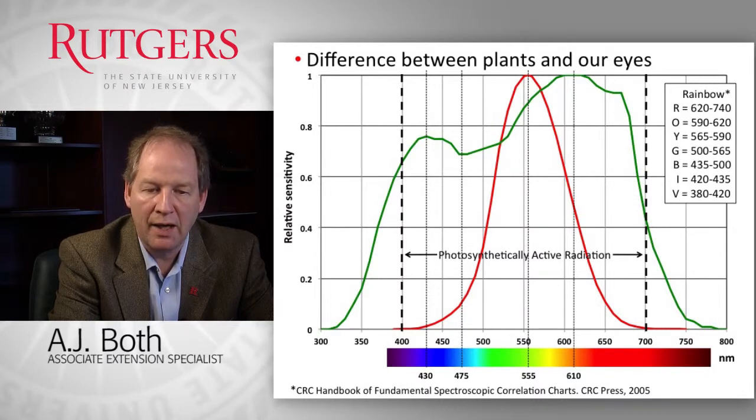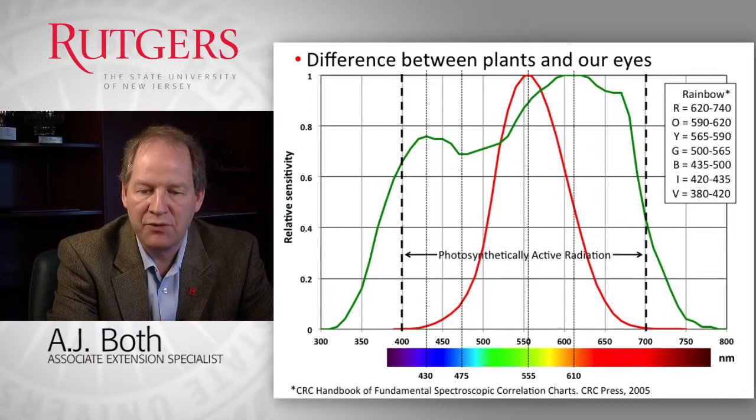But if you look carefully at the line here that I show for plants, the green line, then you see that plants are still sensitive to light below 400 as well as above 700. So despite the fact that we use a definition of 400 to 700 to identify the photosynthetically active radiation, some processes in some plants are still occurring at other wavelengths. So keep that in mind.